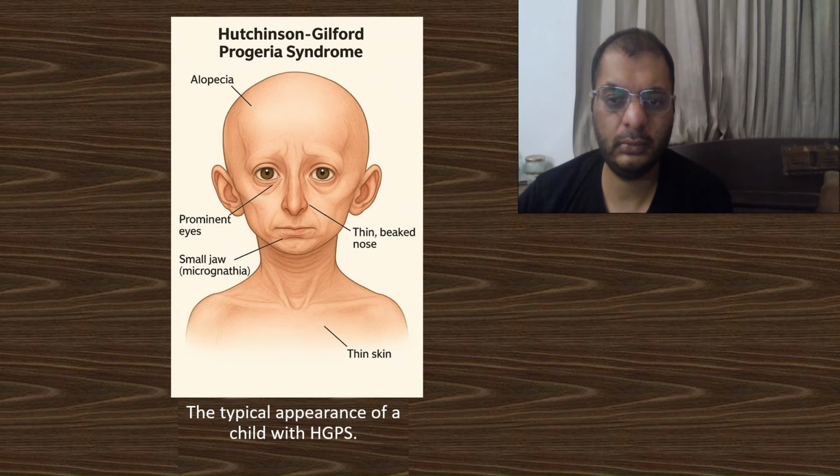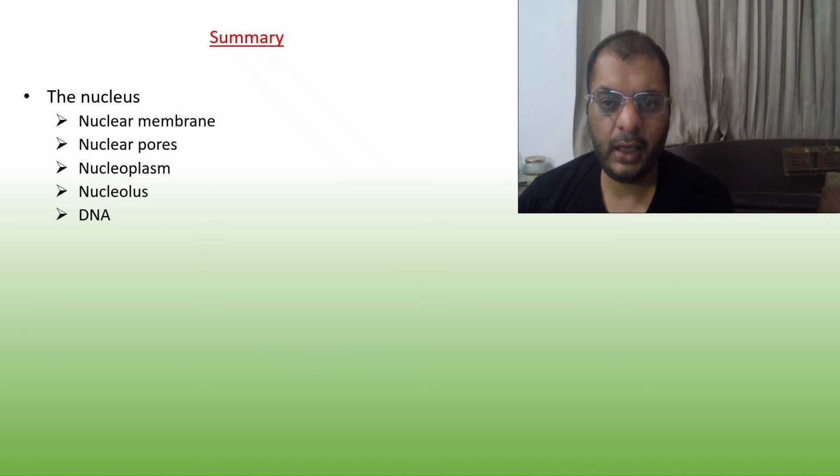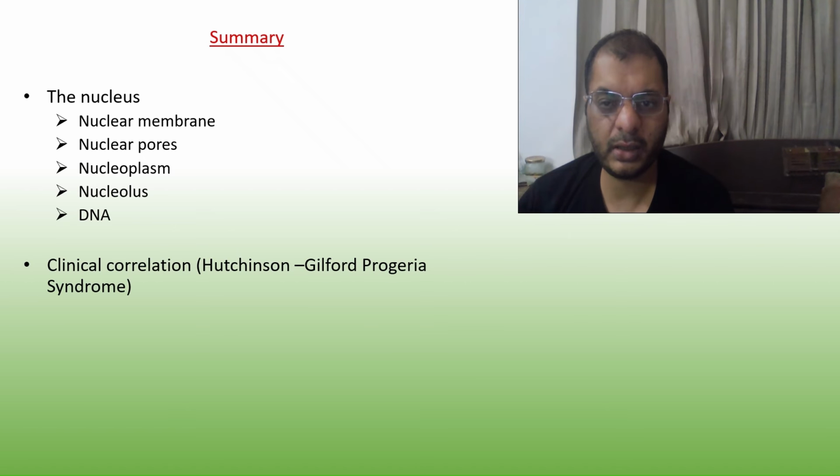To sum up, in this lecture about the nucleus, we have studied the nuclear membrane, nuclear pores, the nucleolus, nucleoplasm, and DNA. And we have also learnt about Hutchinson-Gilford progeria syndrome, which is caused due to a defective nuclear protein.